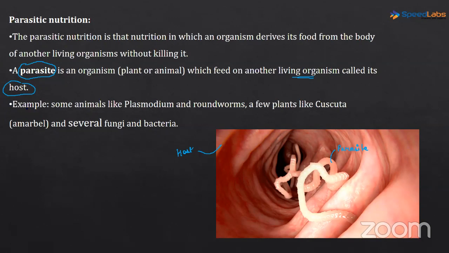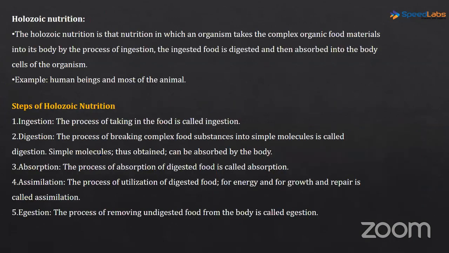So here you should have clarity about what a parasite is and what a host is, and these are the various examples. Some animals like plasmodium and roundworms, and there are plant parasites also, for example Cuscuta. Then there are several fungi and bacteria which act as parasites or follow the parasitic mode of nutrition.